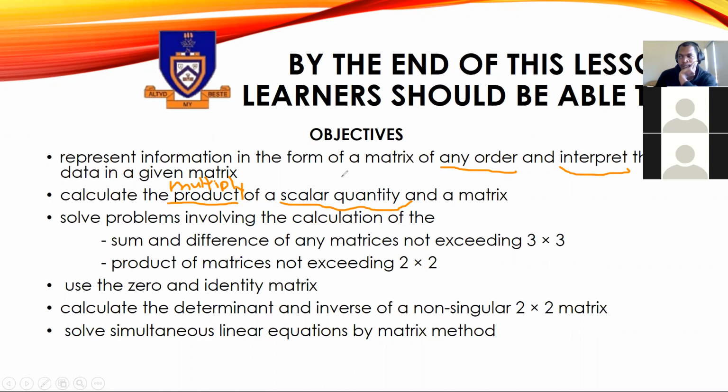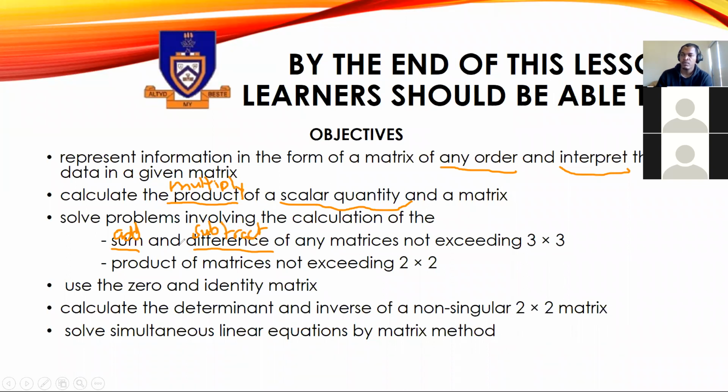So a scalar quantity, we already explained the scalar quantities in vectors, so you will have an idea of what we are talking about. This is now the number outside of the bracket. And a matrix. So this time we are not doing a scalar quantity and a vector. It will be a matrix. Then we are looking at solve problems involving the calculations of the sum. So sum is addition, and the difference is subtraction. So over here we are going to add, all right? Here we are going to subtract, okay?